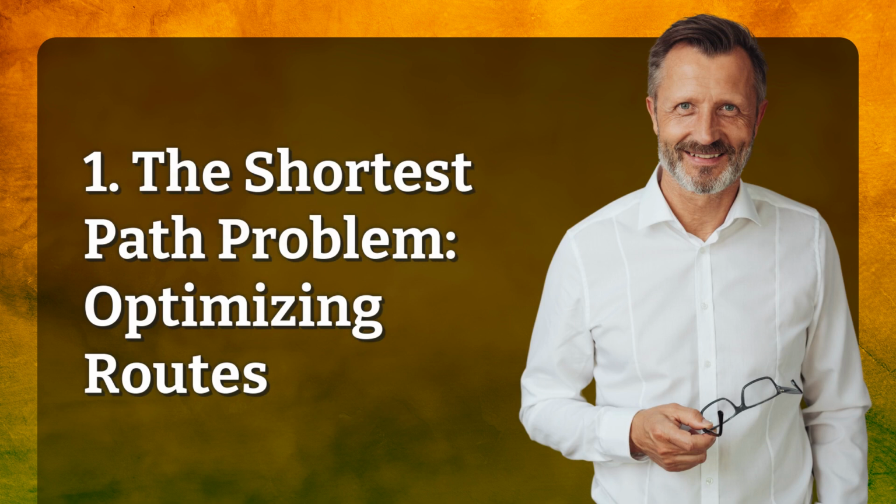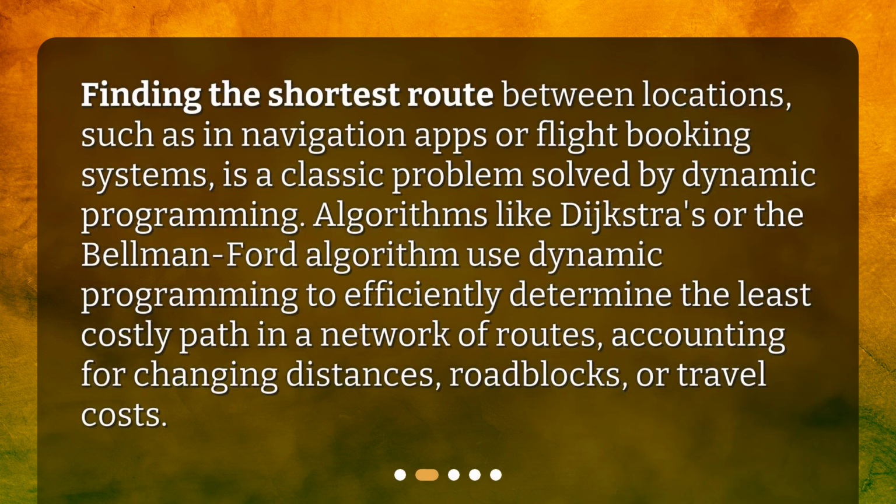1. The shortest path problem, optimizing routes. Finding the shortest route between locations, such as in navigation apps or flight booking systems, is a classic problem solved by dynamic programming. Algorithms like Dijkstra's or the Bellman-Ford algorithm use dynamic programming to efficiently determine the least costly path in a network of routes, accounting for changing distances, roadblocks, or travel costs.